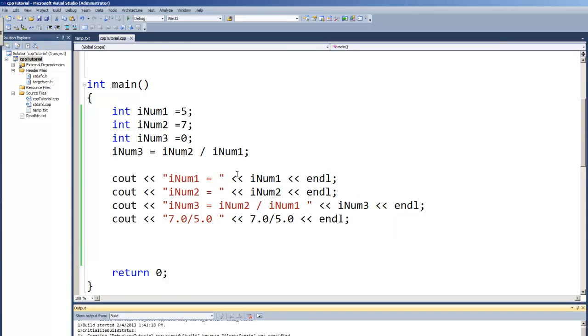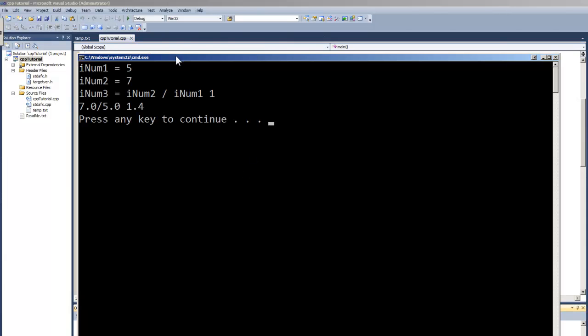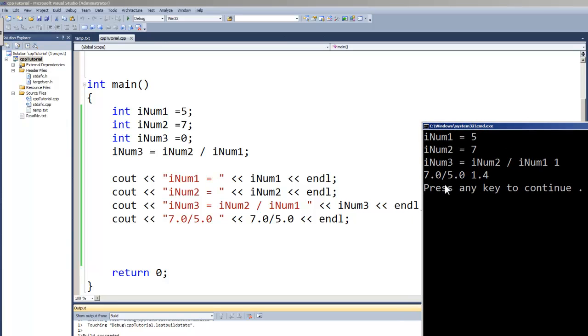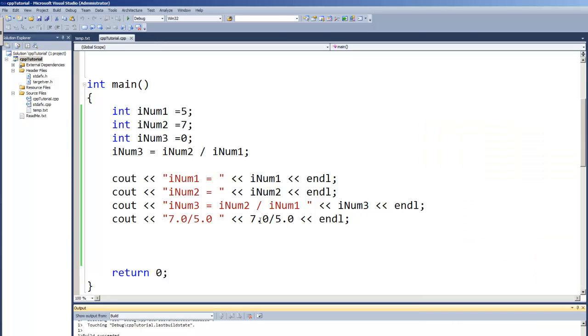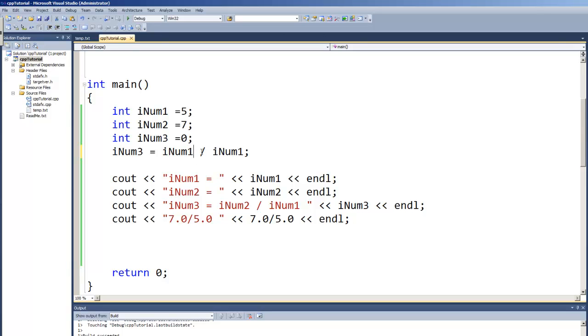So let's look here, and when we run it, when we did the integer division, we still get 1, but now when we did the floating point division, we end up with 1.4. So be aware that whenever you're doing calculations with integers and you're doing divisions, it's doing whole numbers, so you will not get a decimal value. Okay, now let's turn the tables a little bit.